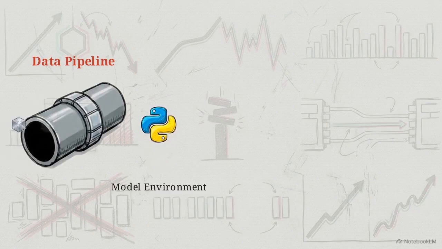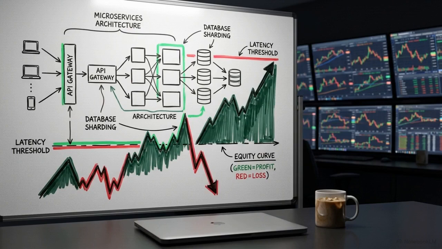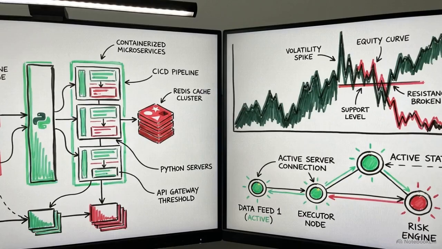You need a data pipeline that explicitly prevents leakage, and a bridging system that aligns the model with the trading terminal. Graduating a trading model from a local Jupyter notebook to live MetaTrader execution means shifting your focus away from algorithm design. You have to engineer the production environment.